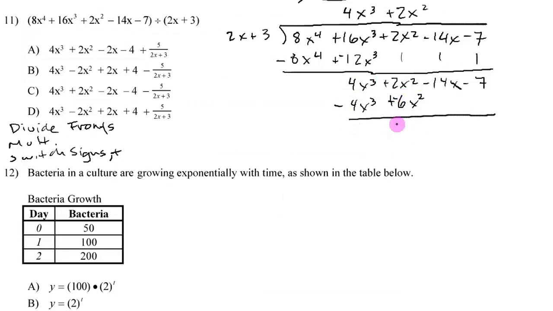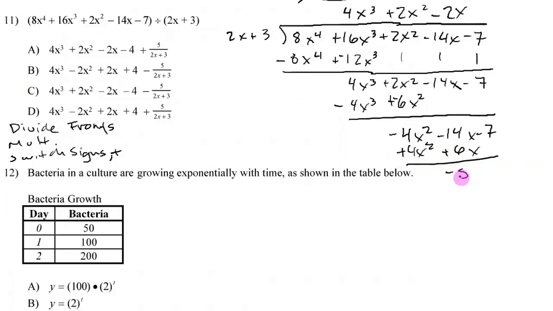And so those cancel out. Here I get minus 4x squared minus 14x minus 7. And we repeat. Negative 4x squared divided by 2x is minus 2x. So minus 2x times 2x is minus 4x squared. Minus 2x times 3 is going to be minus 6x. And we switch the signs and add. So that becomes plus, that becomes plus, and I get minus 8x minus 7.